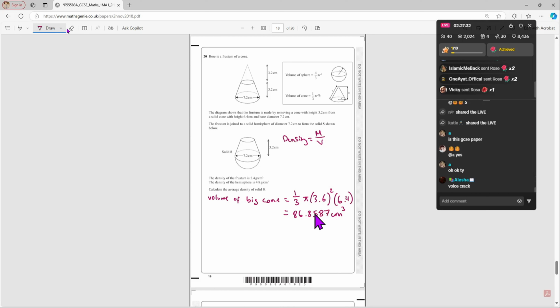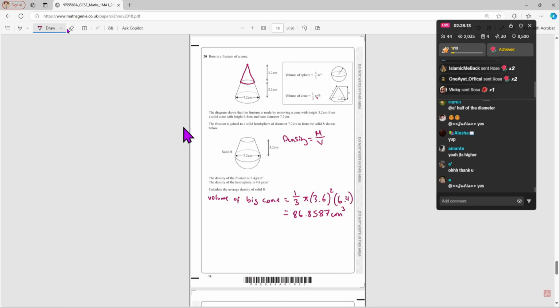And now once you have done that, you're going to work out the volume of our little cone. What I mean by the little cone is this cone over here. Where did I get the 3.6 from? It is because 3.6 is our radius. Our diameter is 7.2, and we know that our radius is always half the diameter. That's why we divide by 2. Always divide by 2, okay?